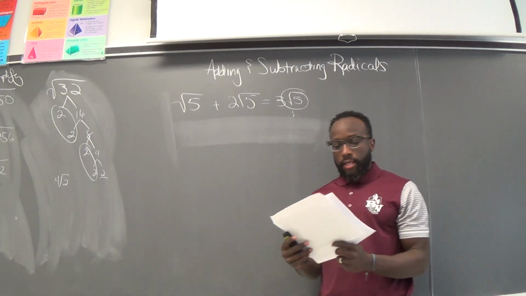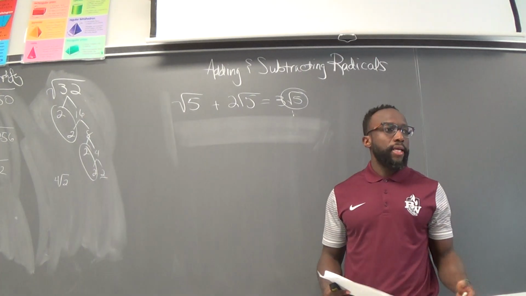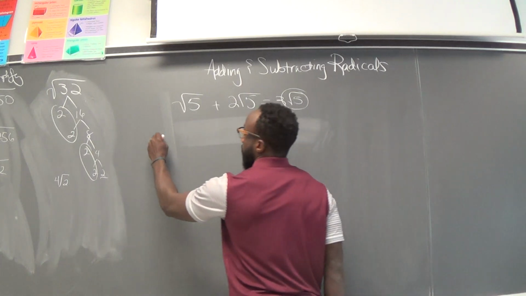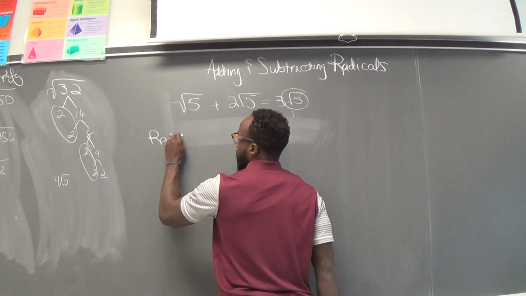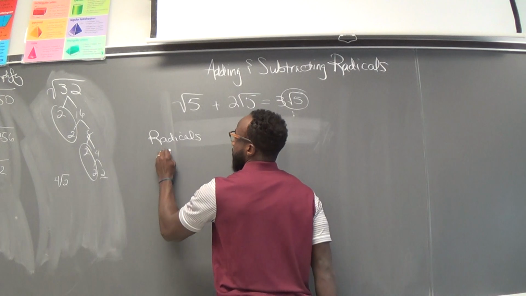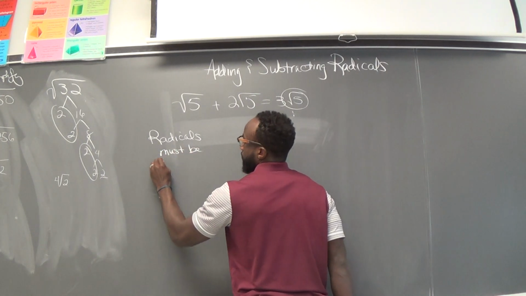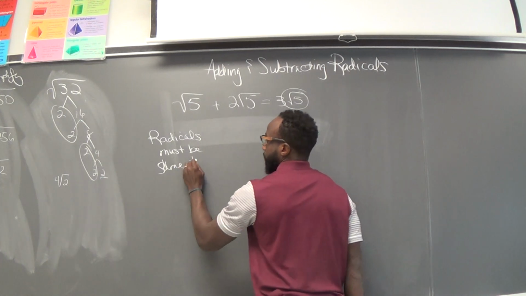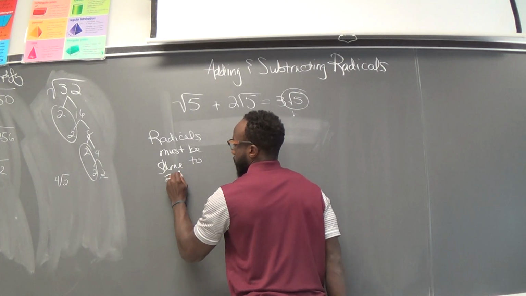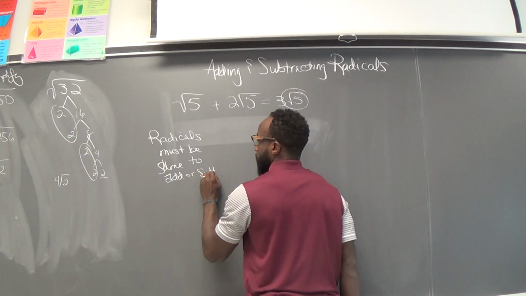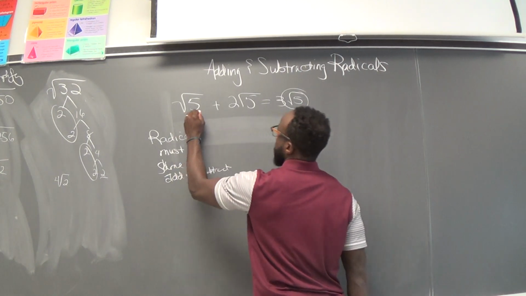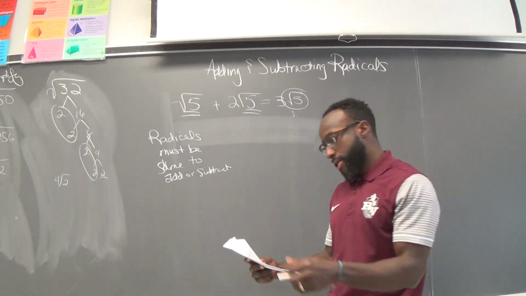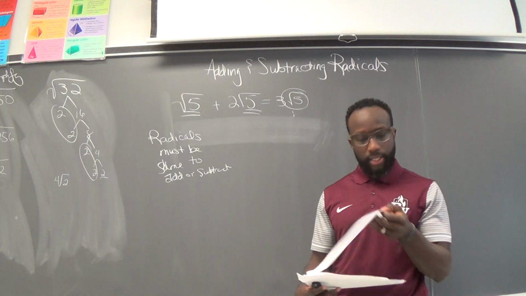The same rules apply as combining like terms. So with your radicals, they have to be the same. Radicals must be the same in order to add or subtract. You treat them like terms. They've got to be the same. If they're different, like my man just asked, you can't do anything with them.